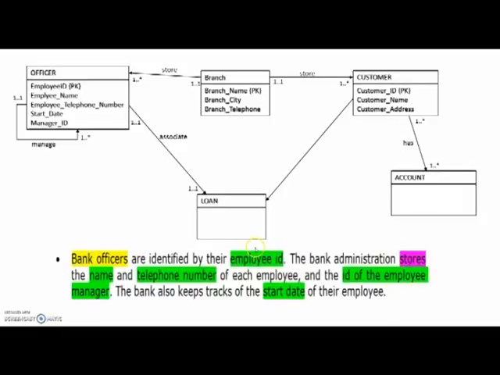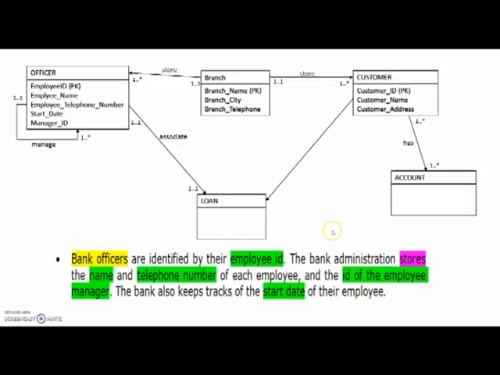So the next step is we can write about the entities and the primary key, and also the attributes of the officer entity. So we knew that the employee ID is the primary key, and employee names, employee telephone numbers, start date, and manager IDs are the attributes of the officer entity.